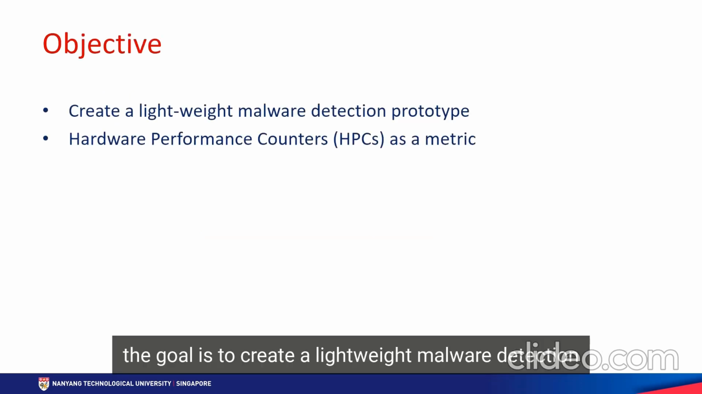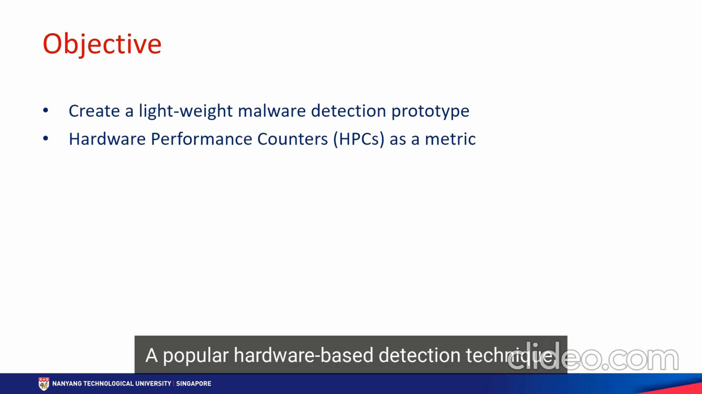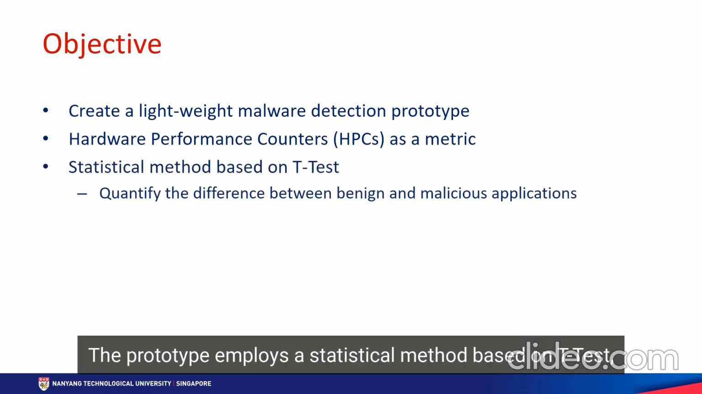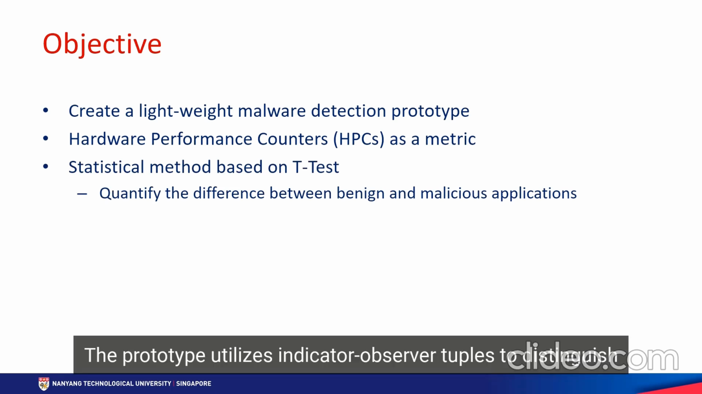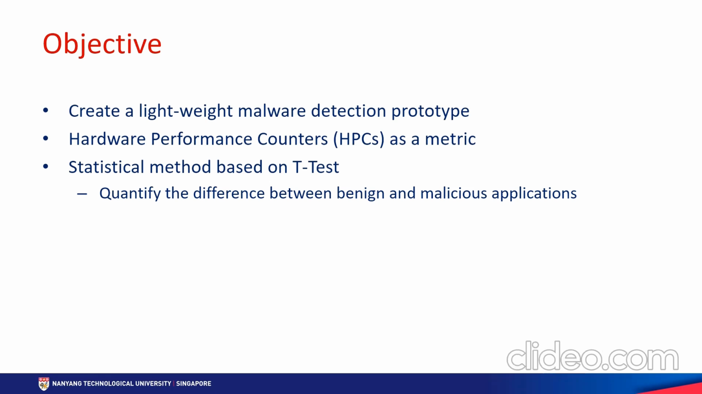In this project, the goal is to create a lightweight malware detection prototype suitable for resource-constrained embedded systems. A popular hardware-based detection technique, hardware performance counters, HPCs in short, will be used as a metric. The prototype employs a statistical method based on t-tests, which aims to quantify the difference between benign and malicious applications. The prototype utilizes indicator observer tuples to distinguish between benign and malicious applications.